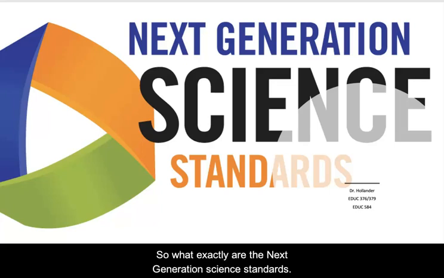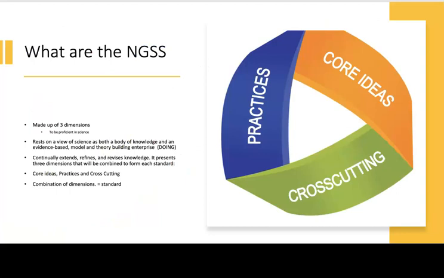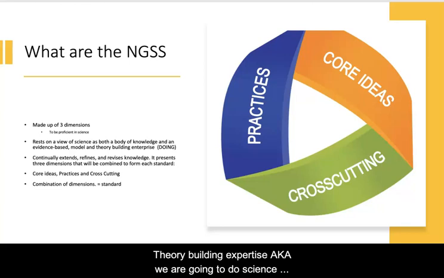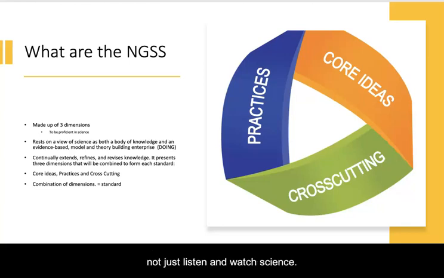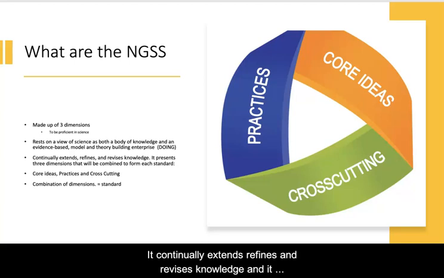So what exactly are the Next Generation Science Standards? They're made up of 3 dimensions. The dimensions are science and engineering practices, disciplinary core ideas, and cross-cutting concepts. And this rests on a view of science as both a body of knowledge and an evidence-based model and theory building expertise, aka we are going to do science, not just listen and watch science. It continually extends, refines, and revises knowledge, and it presents 3 dimensions that will be combined to form each standard.